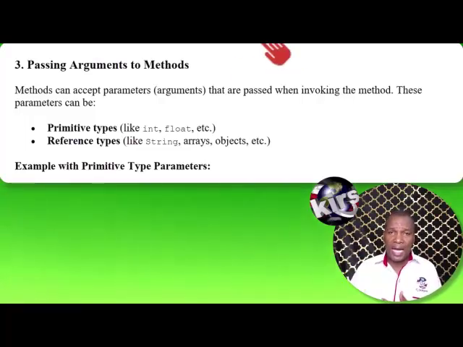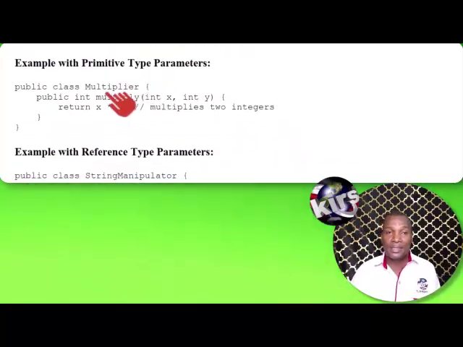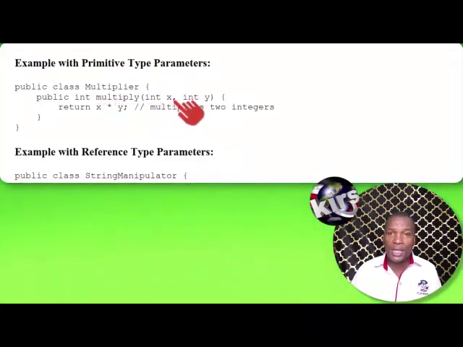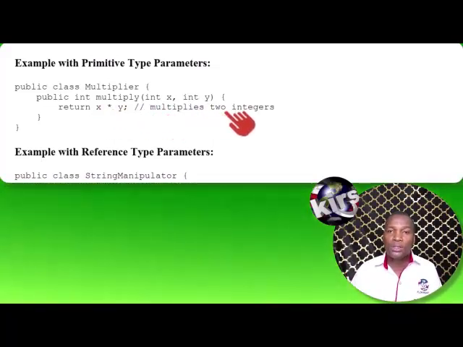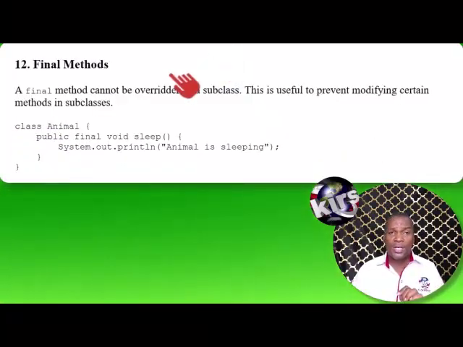Then what is passing arguments to methods? Methods can accept parameters or arguments that are passed when invoking the method. These parameters can be primitive types like int, float, etc. or reference types like String, array, objects, etc. Example with primitive type parameters: public class Multiplier, public int multiply(int x, int y), return x multiplied by y, multiplies two integers.